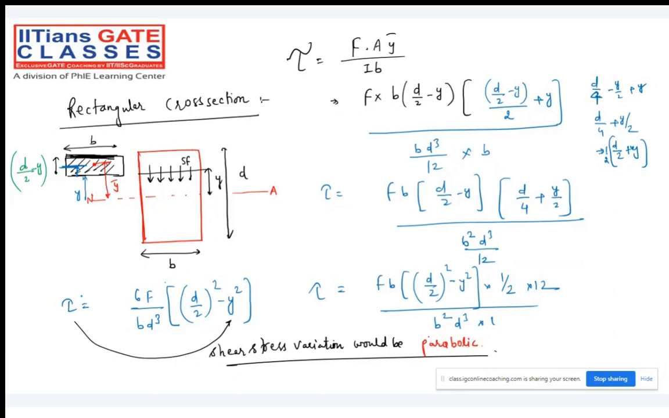Done. Is it done, all of you? So this will be my shear stress variation. Let me show that.